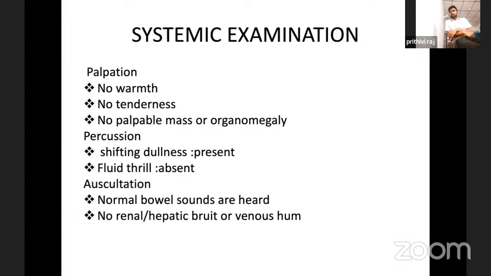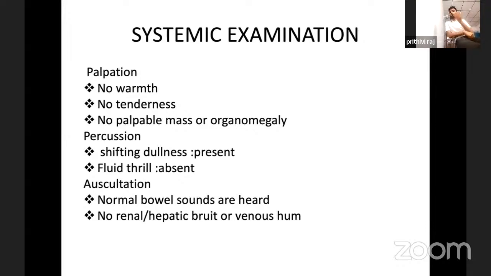We are missing if the fluid is loculated or cystic. If it is loculated or cystic, it will remain in that position only. So if you turn the child, this will not move. The fluid is 1 liter. You are doing a USG and they are saying it's around 1 liter, but it is not moving to that side. So most likely it is a cystic mass or a loculated cyst. So that is loculated ascites. That will not give a shifting dullness.